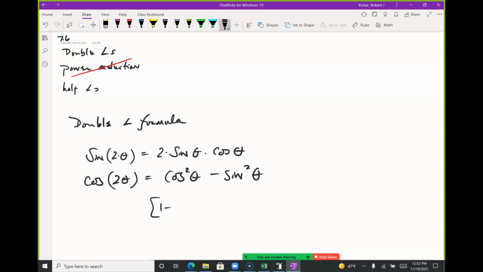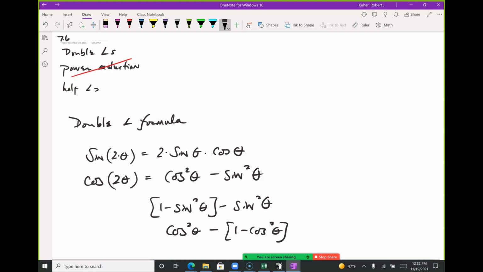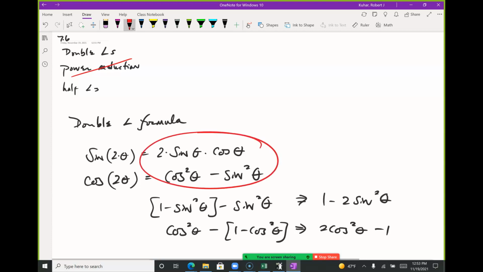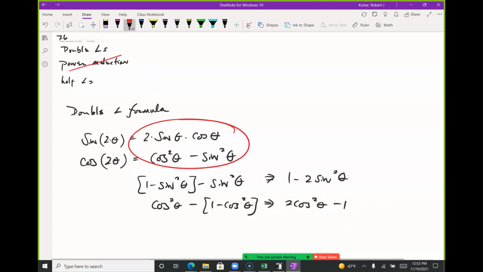I know that cos squared can be 1 minus sine squared, right? And I know that sine squared can be 1 minus cos squared. So I get 2 more identities here. This one becomes 1 minus 2 sine squared theta, and this one becomes 2 cos squared theta minus 1. So what I'm saying is these two you can memorize, and then the last two can be derived. Okay? So they're easily proved. If you only have the sum and difference memorized, then you can get these as well.